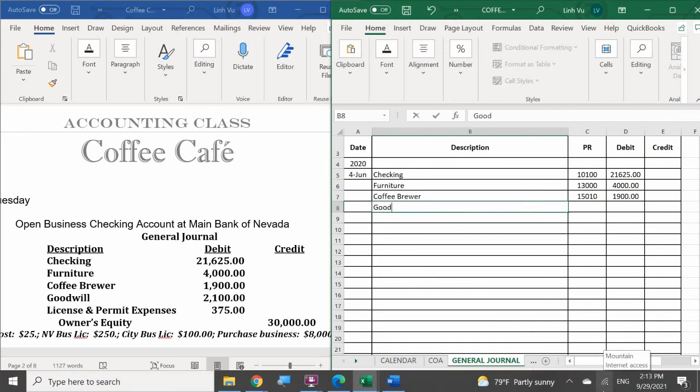Goodwill is $19,100. And then we had license and permit expense for $375, for a total of $6,600. And last but not least, so these are my assets. I gained all this for my company, except the last one, which is an expense.